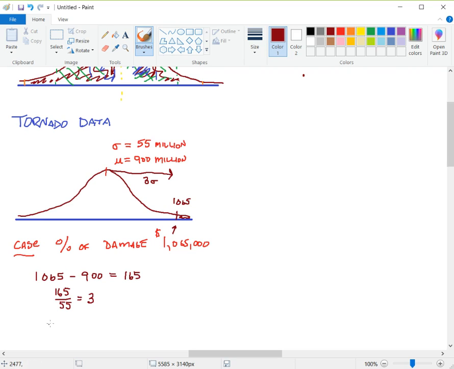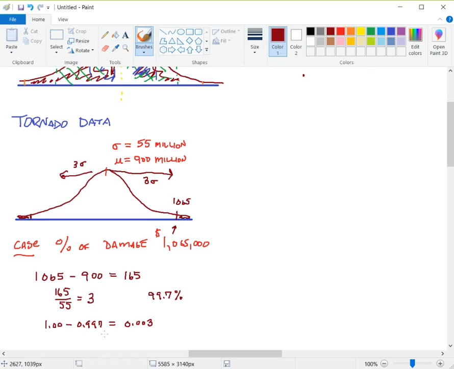So we know that 99.7% of the data falls between 3 standard deviations. So if that's the case, this tail and that tail added together should equal the difference. So 100%, or 1.0, minus 0.997 equals 0.003.